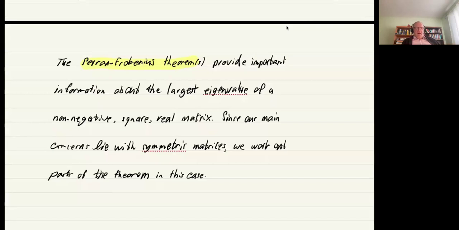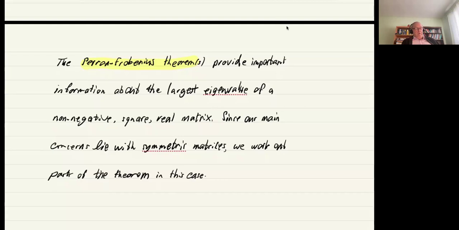But doing the general case, it's easier to do the case where the matrix is symmetric, and that's the only case that I need. So I'm going to prove a version of the Perron-Frobenius theorem, or some parts of it, in the situation where the matrix is symmetric, so the adjacency matrix of a weighted graph. I don't care about the weights.